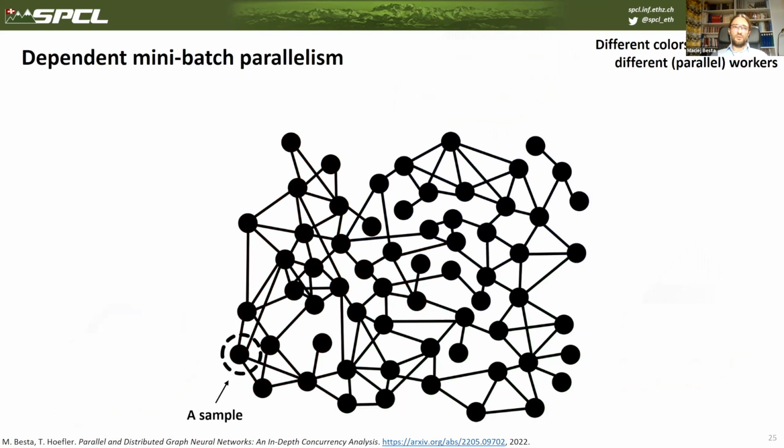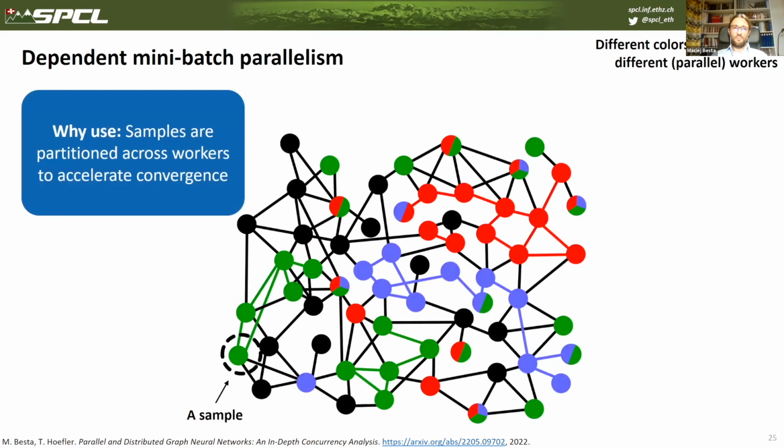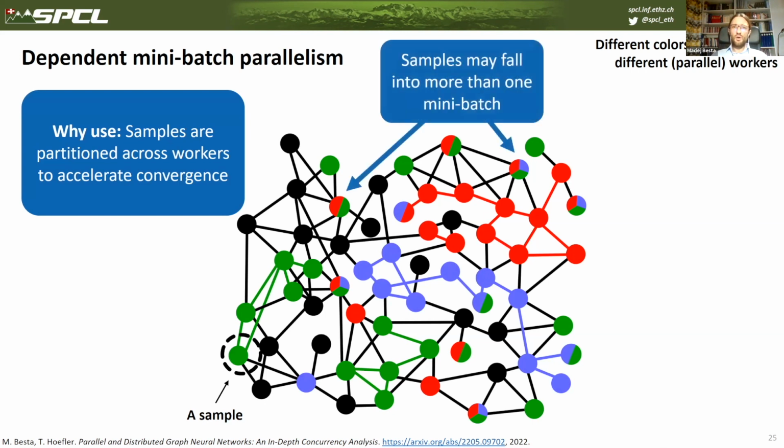Now, in dependent mini-batch parallelism, the situation is slightly different. We again consider the same setting with one vertex being one sample, but now the reason for applying this parallelism, and this whole scheme, is really to speed up convergence, right? So we use mini-batching to have faster convergence. And one important thing is that a single sample may fall into more than one mini-batch, right? So that's one of the differences between mini-batch parallelism and graph partition parallelism: these vertices may be processed in more than a single such mini-batch partition.